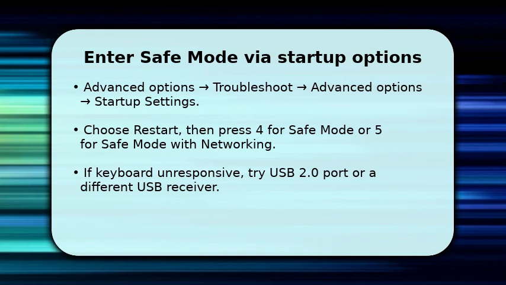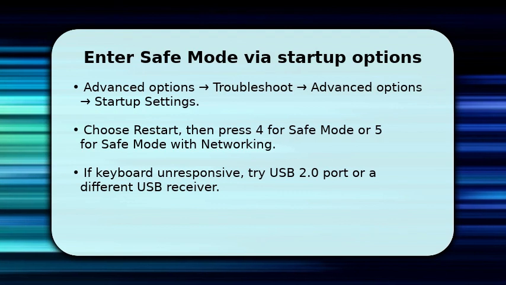These controls let you change how Windows boots. Once you pick startup settings, click Restart. After the restart, you'll see numbered options. Press 4 to enter safe mode or press 5 for safe mode with networking.